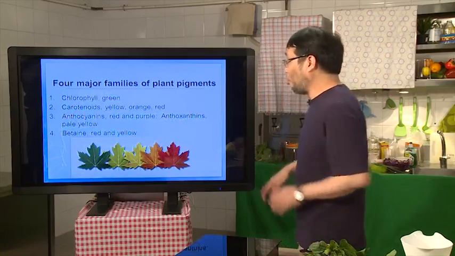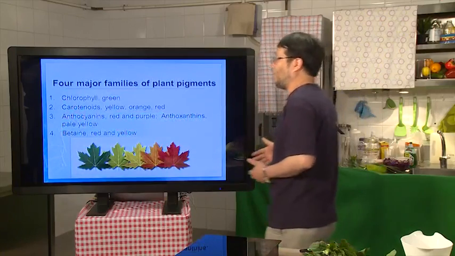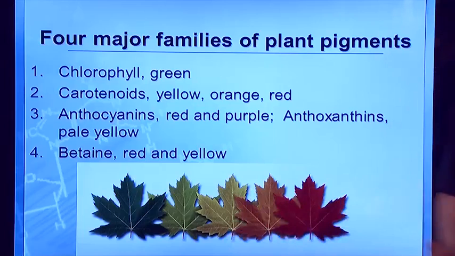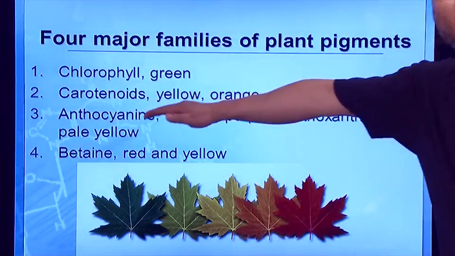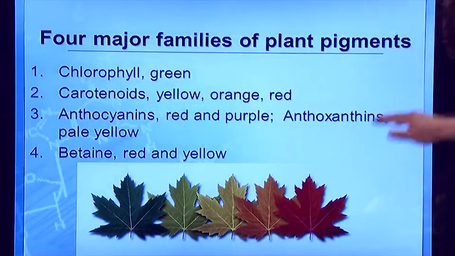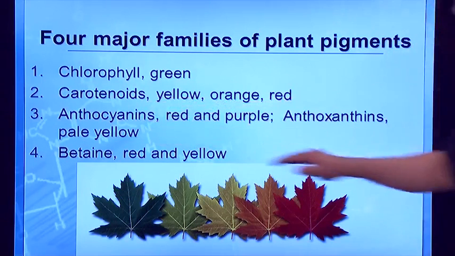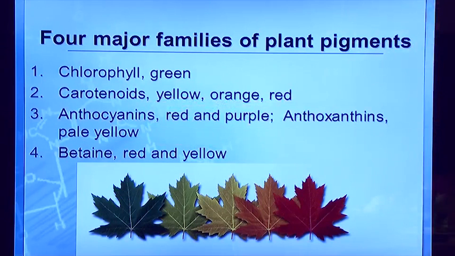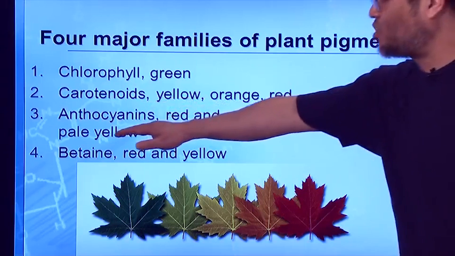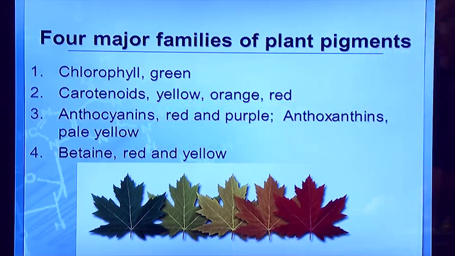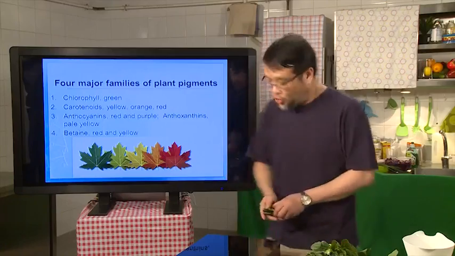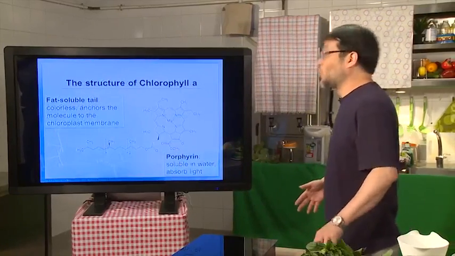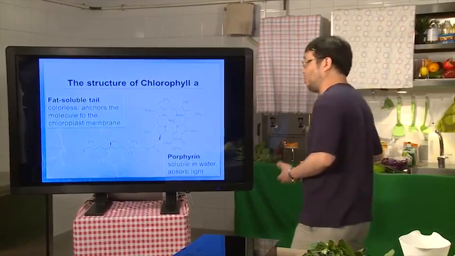Now, when we start talking about pigments, I want to cover a few of them. The first one is chlorophyll, which we usually associate with green vegetables. There are also others, such as the orange and red carotenoids, and the purple-red or pale yellow anthocyanins, and of course, at the end, the red and yellow betalains. Now let's look at how chlorophyll gives us a green color.